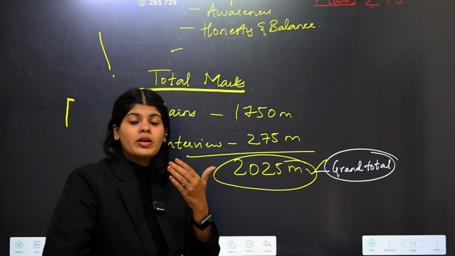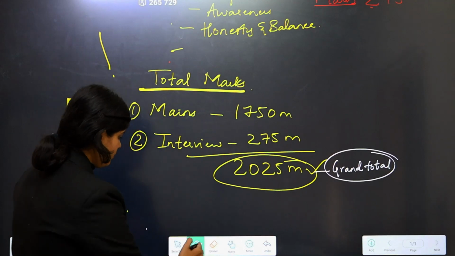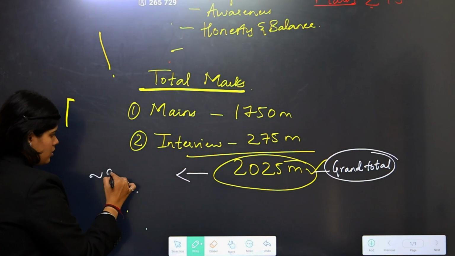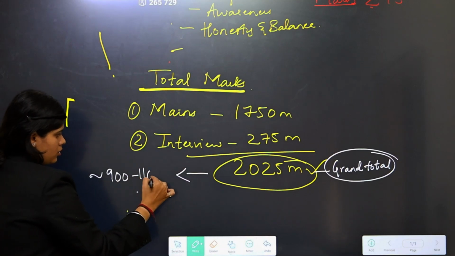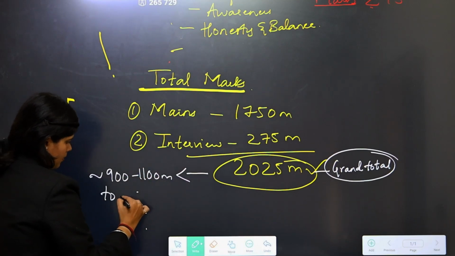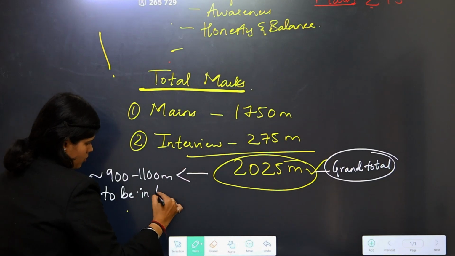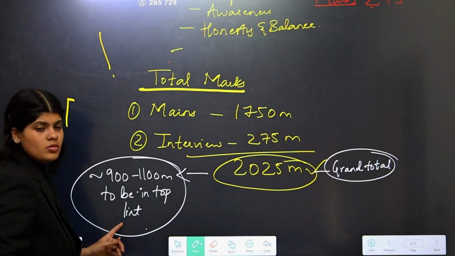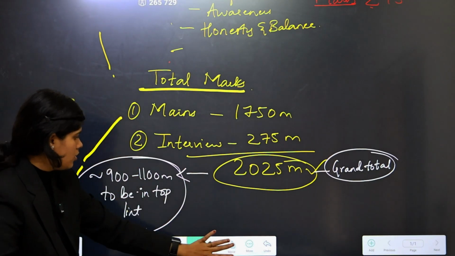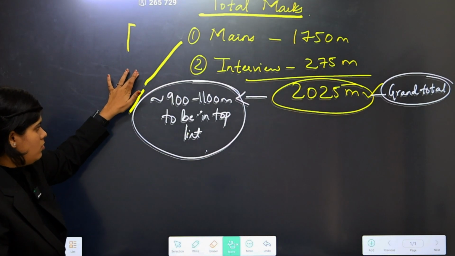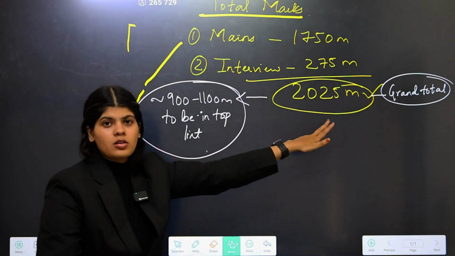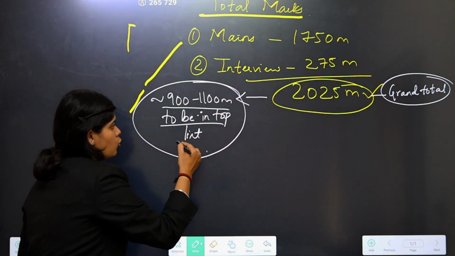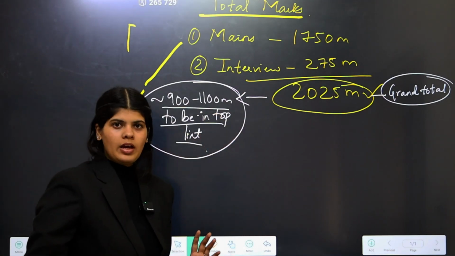Now how much do you need to get to clear the cutoff? Approximately this much. From the 2025 marks, this much marks you need to get to be in the list. Okay, I hope it's clear.